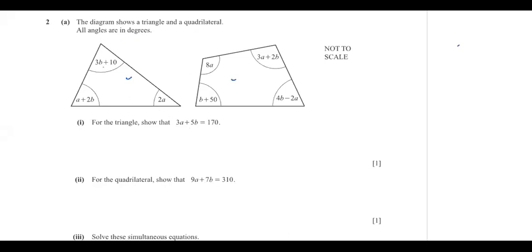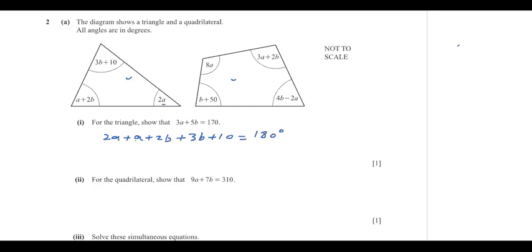Now to prove this one, we know that the sum of the three angles of a triangle is 180 degrees. So what should I do? I will add all these three angles. They will make 180 degrees. So 2a plus a plus 2b plus 3b plus 10 is equal to 180 degrees.